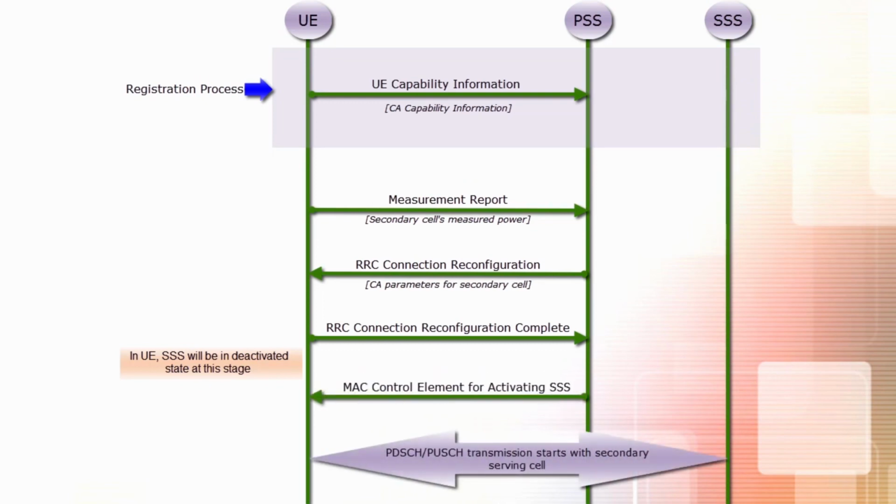MAC control element. eNodeB sends a MAC control element to activate CA at the UE. SCell index decides which bit in this control element will be used for activating or deactivating this secondary cell. Remember, the primary cell can never be deactivated. Only secondary cells can be activated and deactivated.